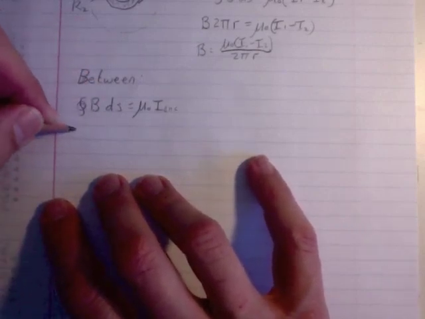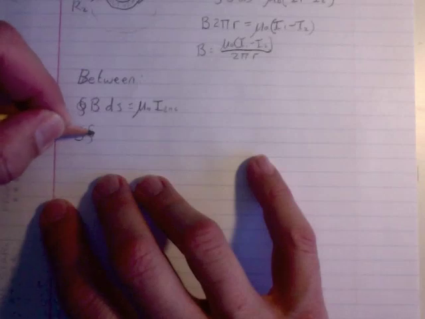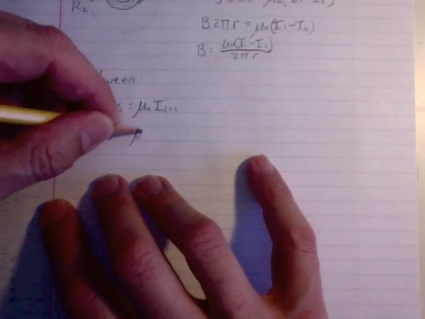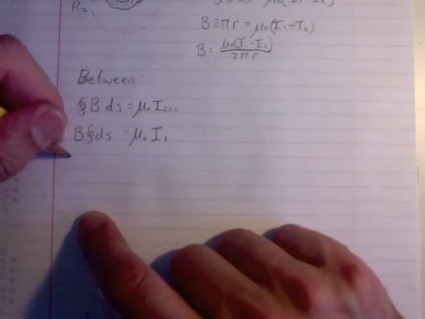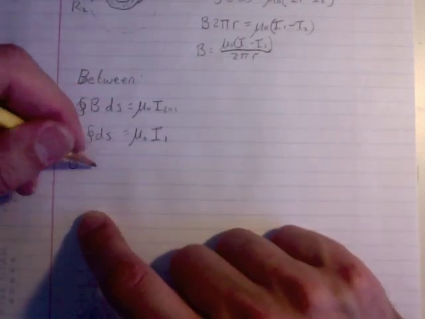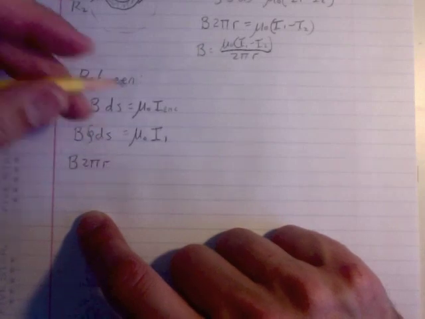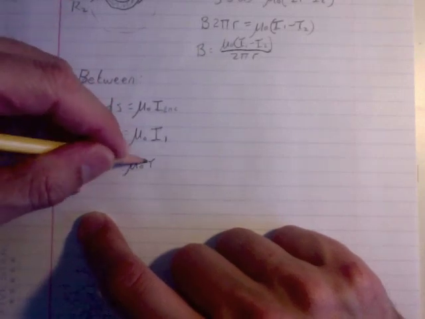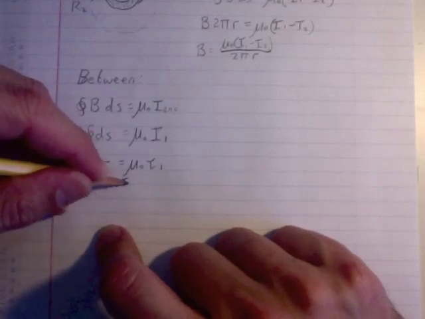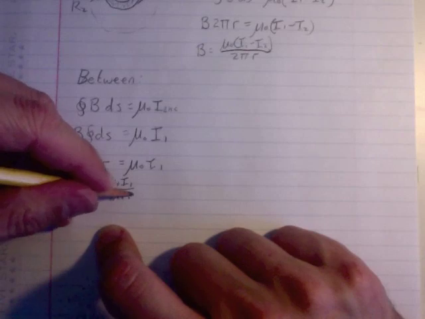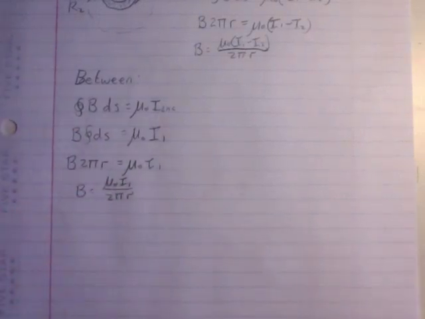So what we have, take the B out, because again I've drawn it symmetrically. B times the integral of ds equals mu 0, and in this case it's going to be I1. Well, the integral of ds around an entire circle is 2 pi r. That ends up being mu 0 I1. B equals mu 0 I1 over 2 pi r. So Ampere's law, not that hard. Next time I'll talk about Ampere's law in the context of a solenoid.